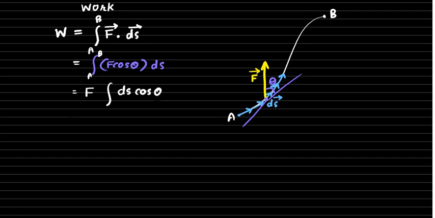In many cases, the force F is also constant in magnitude as well as direction. In such a case, F cos theta can be taken outside the integral sign and we will be left with integration of ds only. So this is assuming that the angle theta is also constant between ds and F. So this results in the following.